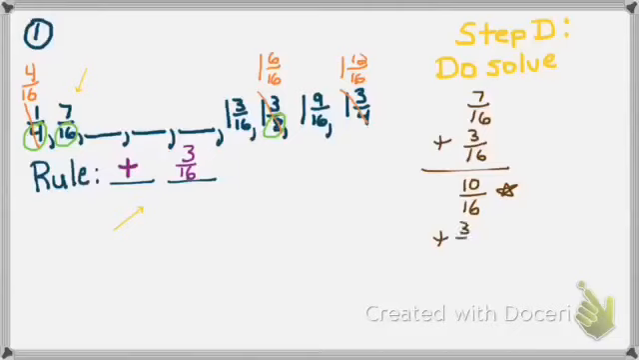The rule is plus 3/16. Denominator stays the same as 16. 10 plus 3 is 13. So that's my second blank. I'll put a star next to it.